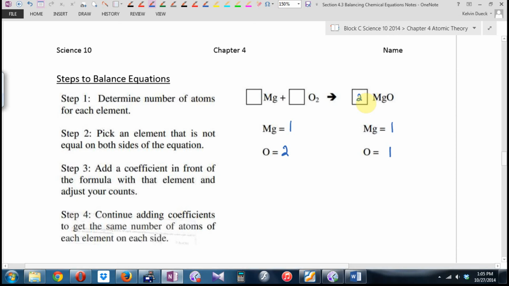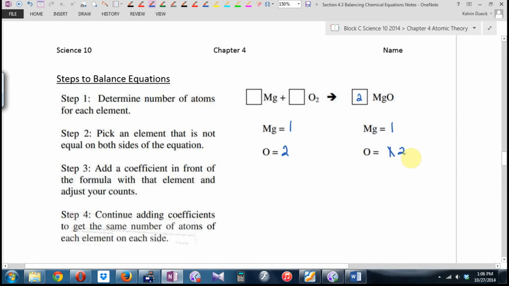How many oxygens do I have on the left? 2. How many do I have on the right? Guys, I need you focused here. How many do I have on the right? 2. I'll cross out the 1 and I'll say now it's a 2.